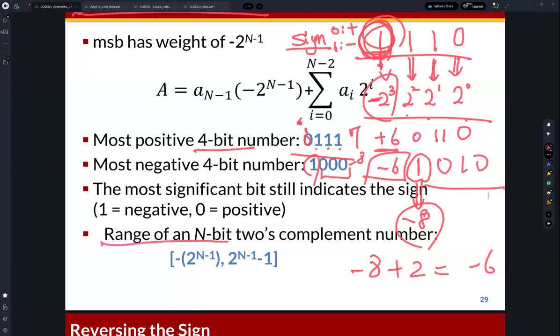So this is the range of n-bit 2's complement number. It's minus 2 to the power of n minus 1, and 2 to the power of n minus 1, minus 1. Because this is 7 and this is minus 8. It's the smallest number and this is the largest number. So do you understand? You can just memorize. The system is defined. It's just a definition, like some basic definition in mathematics. So you can just memorize the definition of this number system.